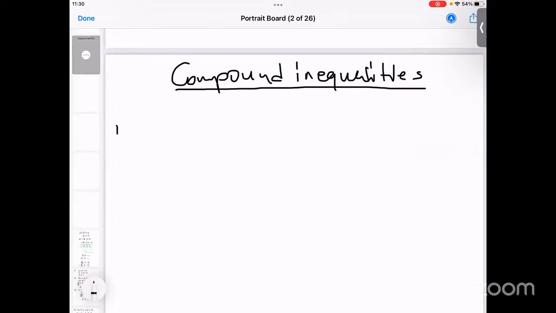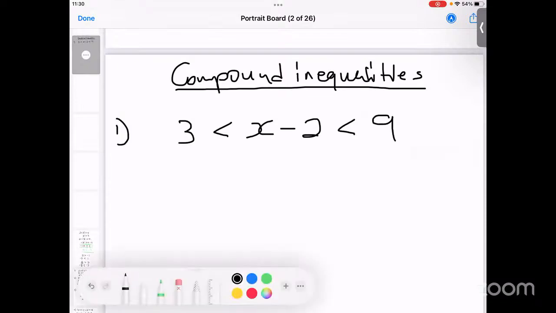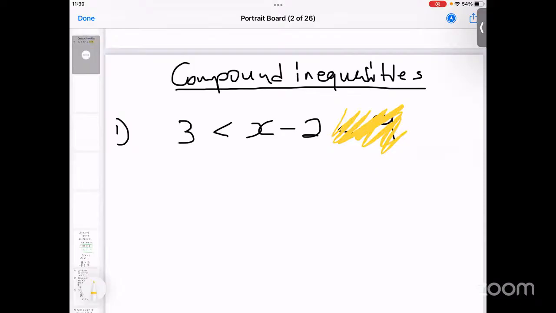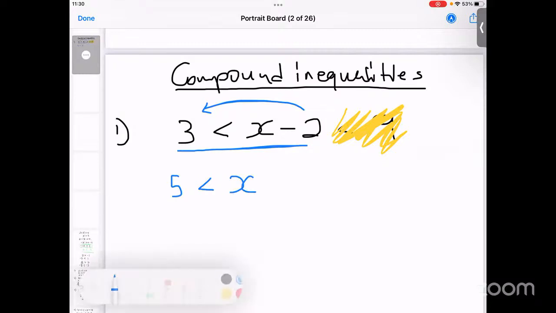For example, number 1, you may have something like 5 less than x minus 2, and then less than 9. As you work out this problem, let me show you something. It's like you hide this part of the inequality, and then it's a question of what would you do if you had to work out this part. Definitely we're going to take this 2 to the other side. It changes the sign. It's like you have now 5 less than x. Can you see? So now look at this.